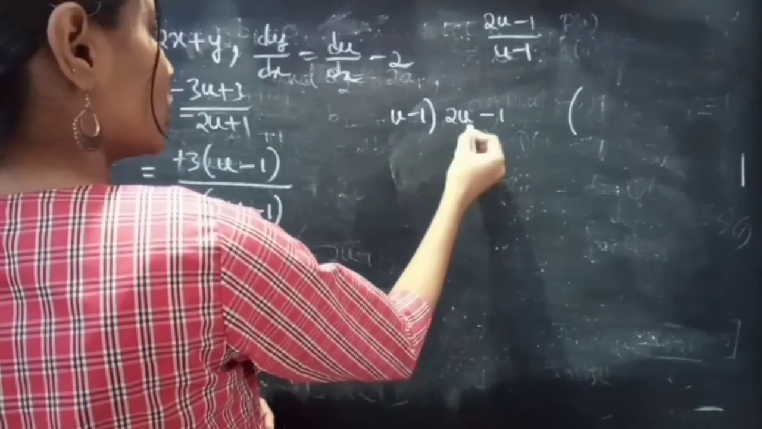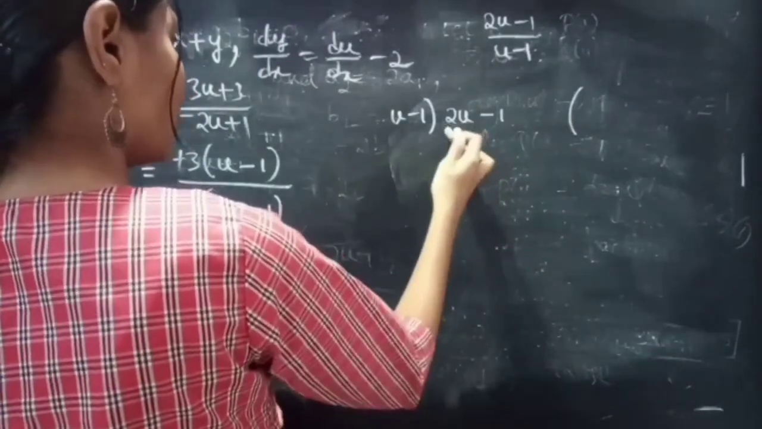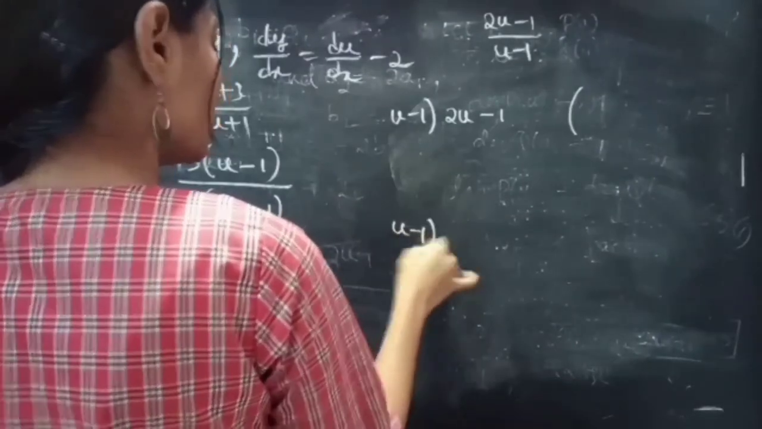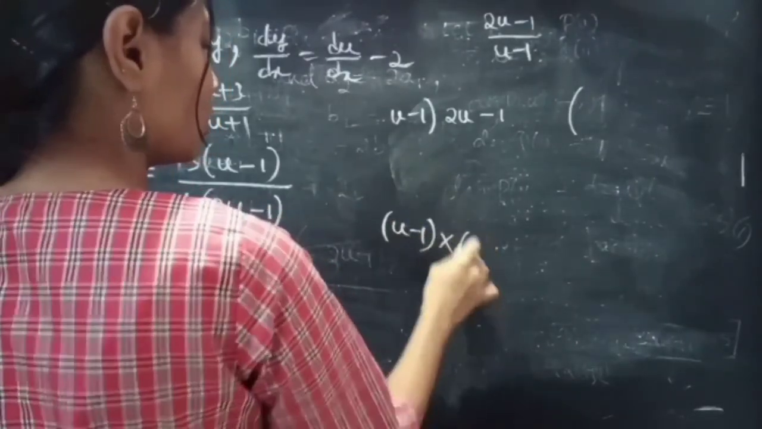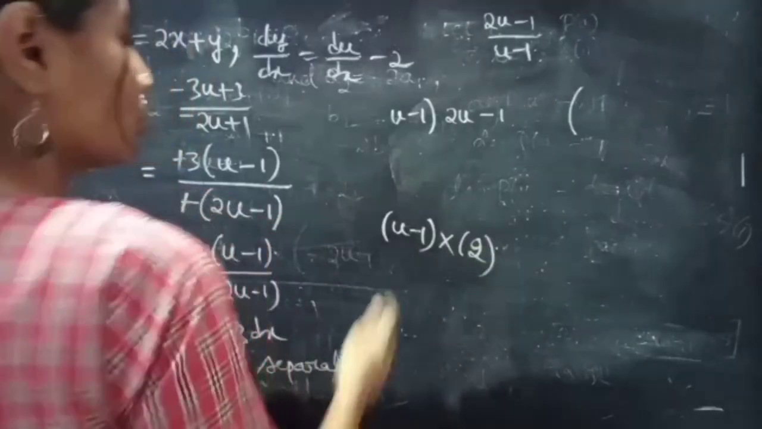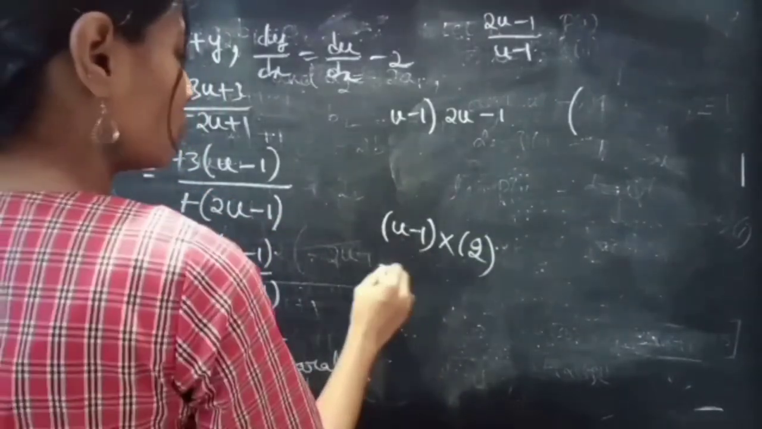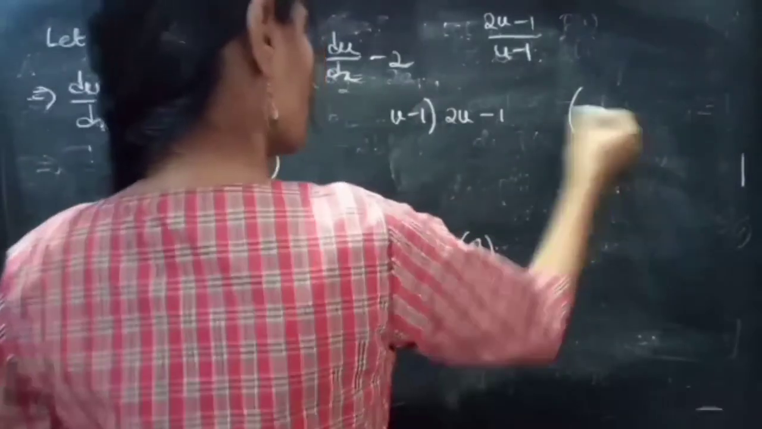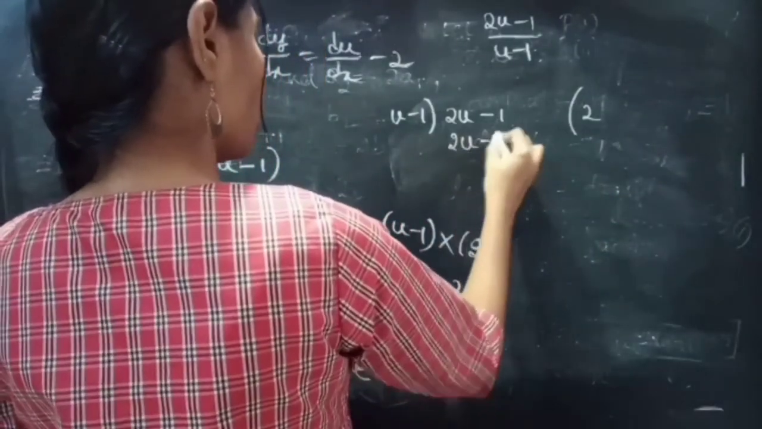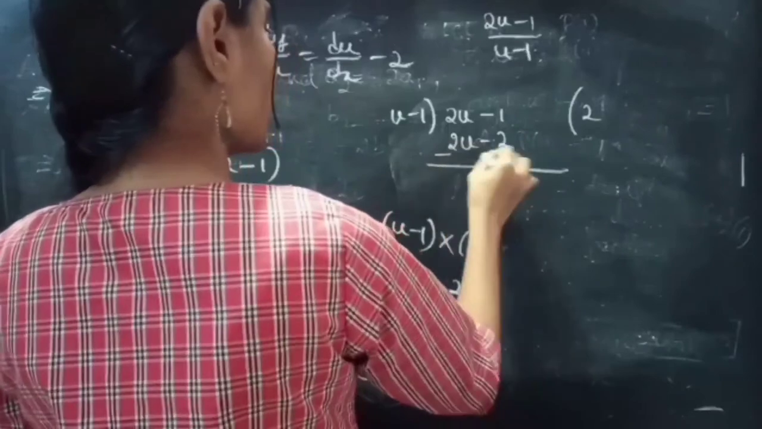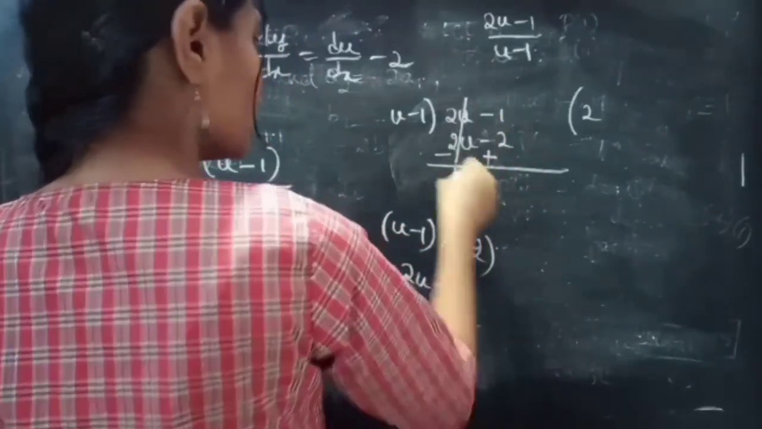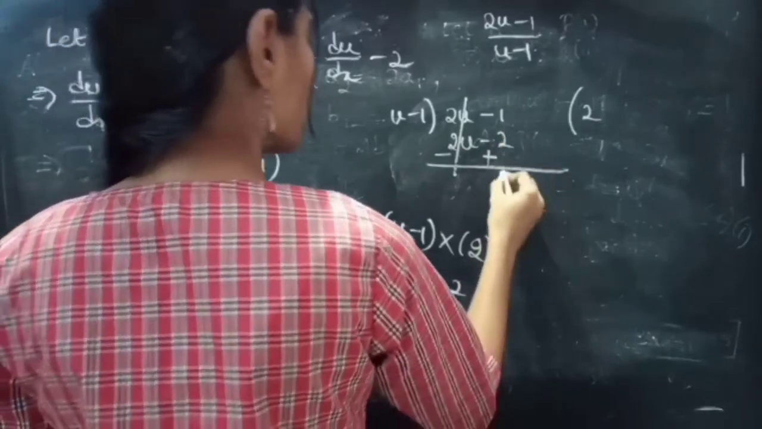Firstly, you need 2u to cancel this, right? So what we'll do is multiply 2 to the divisor u minus 1. Then we'll get 2u minus 2. Now change the signs. Plus 2u minus 2u gets cancelled. You'll get plus 2 minus 1, which is 1.